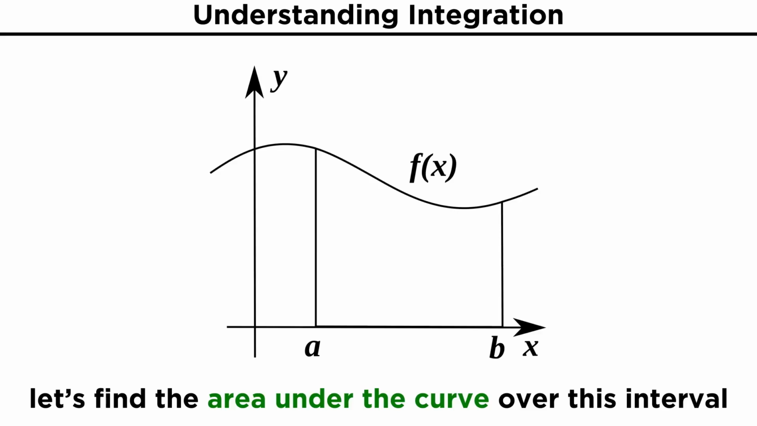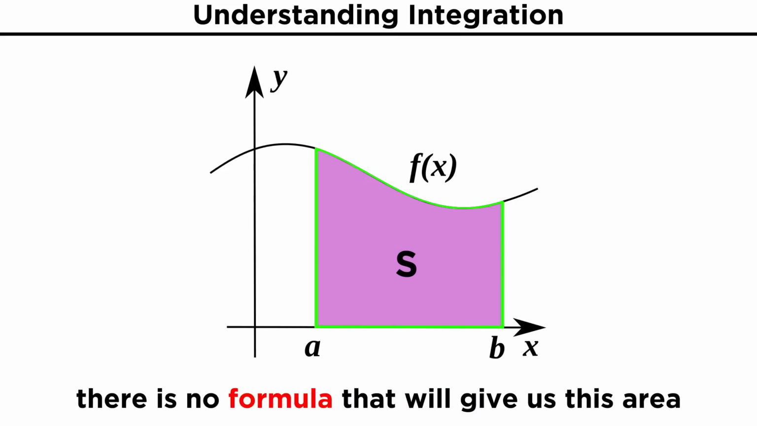Say we have this curve here, given by the function f of x, and we want to know the area under this curve over this interval here from a to b. That means we are looking at this region, S, that is enclosed by the curve, the x-axis, and the vertical lines x equals a and x equals b. We quickly realize that there is no formula for this, as this is not a rectangle or a trapezoid or any other polygon, as polygons have only straight line segments for sides.